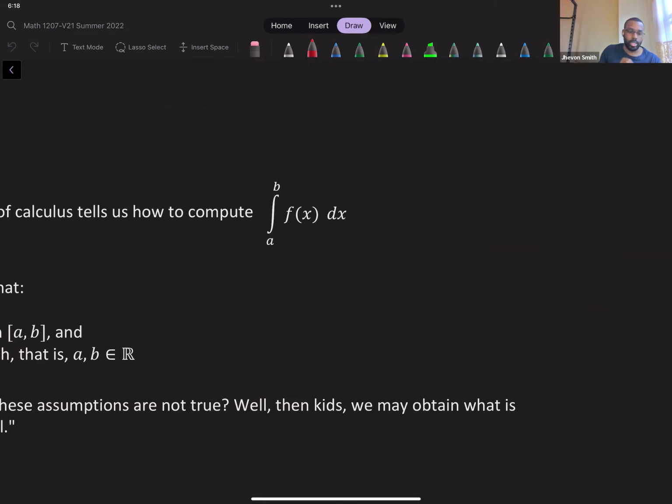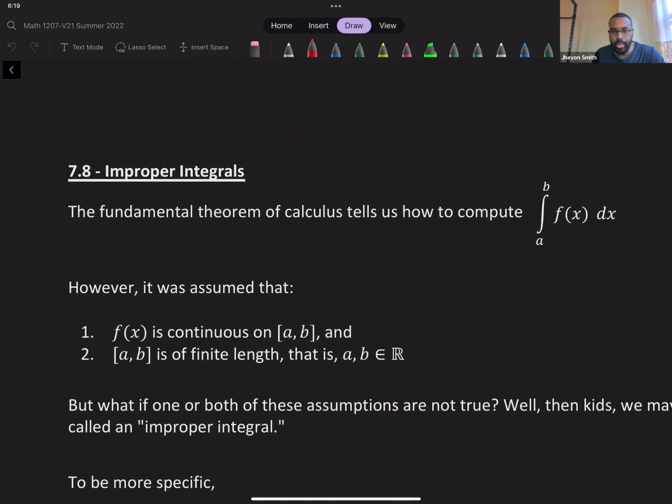So the fundamental theorem of calculus needs f to be continuous. It also needs the interval to be finite in length. However, for all sorts of reasons, your f might not be continuous on the interval. The interval might be infinite in length. There are many applications to actually doing that, and we want to figure out what integration looks like in these cases.